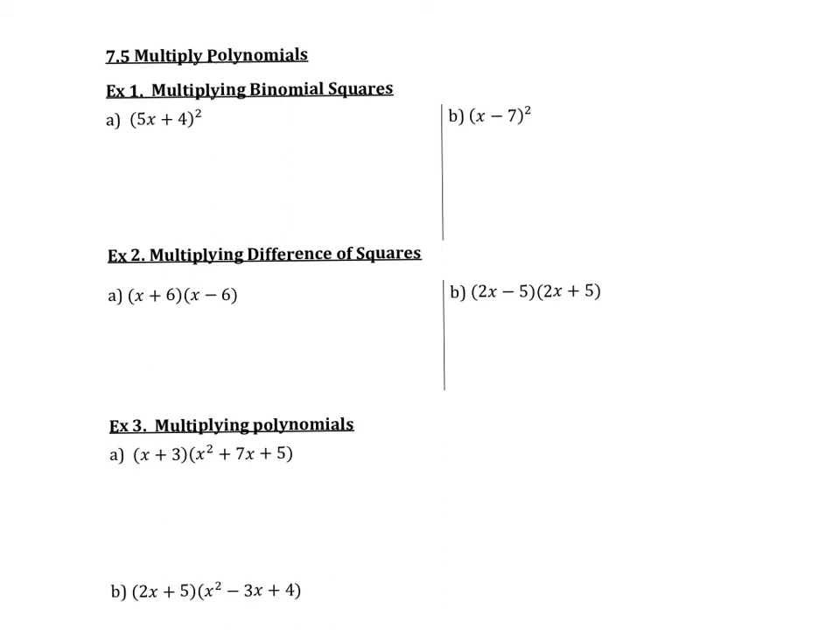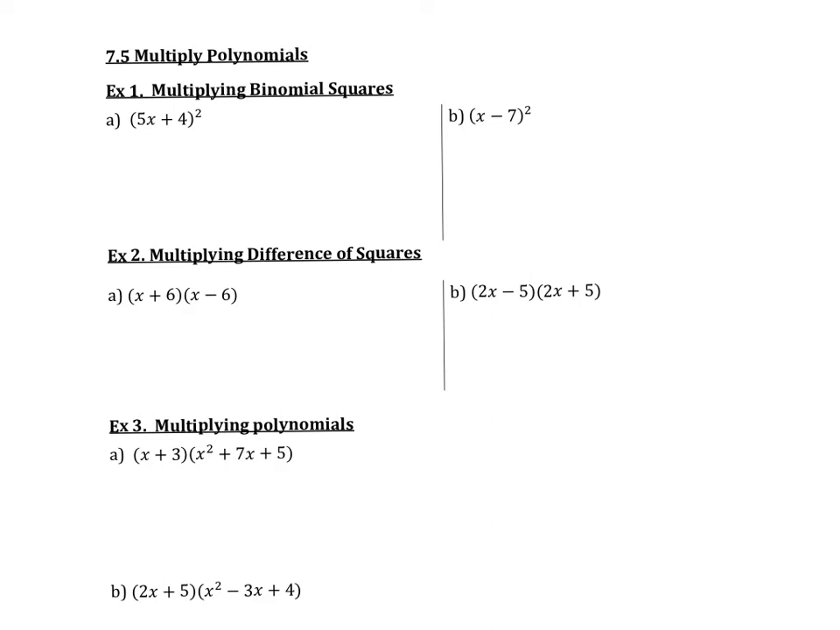Okay, the last section of chapter 7, part 1, we're going to multiply polynomials. We multiplied binomials last time, and binomials are actually polynomials, but we could do polynomials of different sizes. Okay, so for example, when we're going to do binomial squares, which is actually just multiplying binomials, but because of the way it's set up, it makes you think it's a different type of problem.